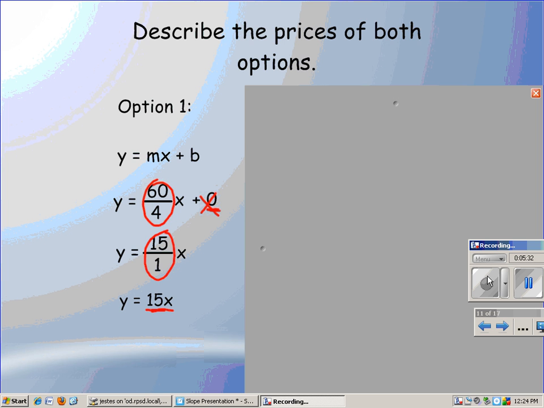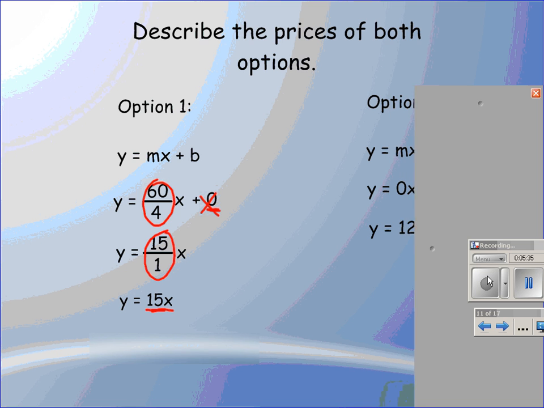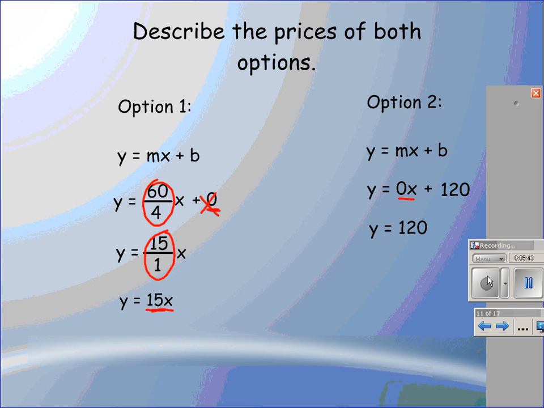Okay, now let's look at option 2. If we look at our slope, we notice that it's just flat. That's what we called 0 or constant slope. So we put a 0 in place of our slope. It crosses the y-axis at 120. So then the next step, I just simplified. We don't need the 0 times x. So now y equals 120.